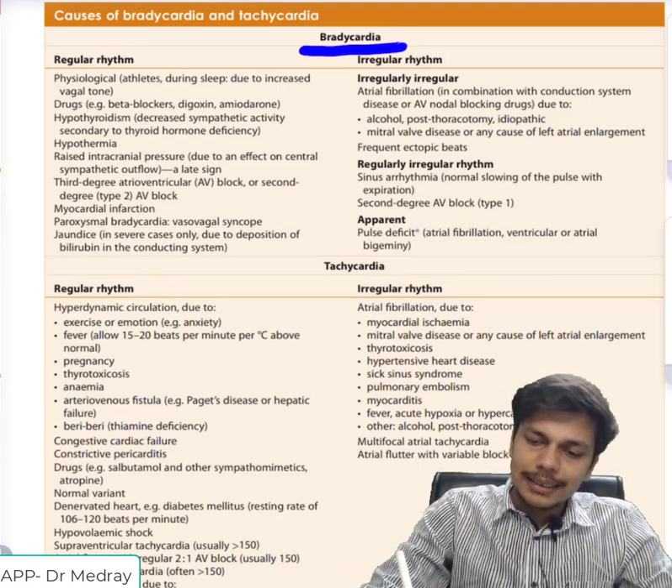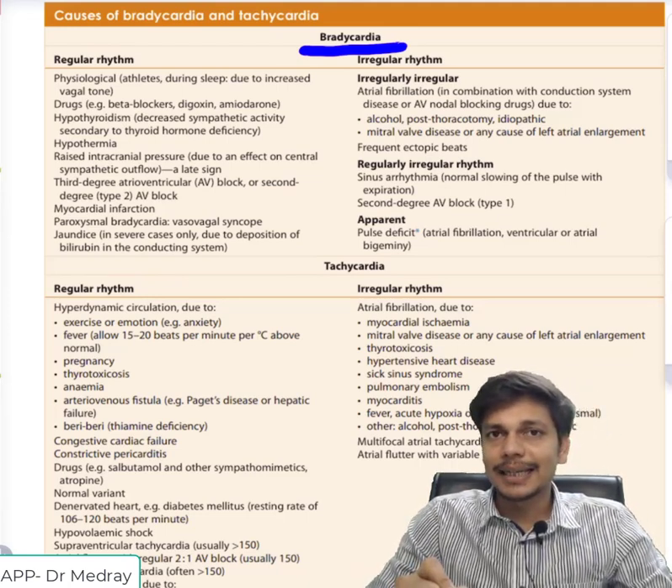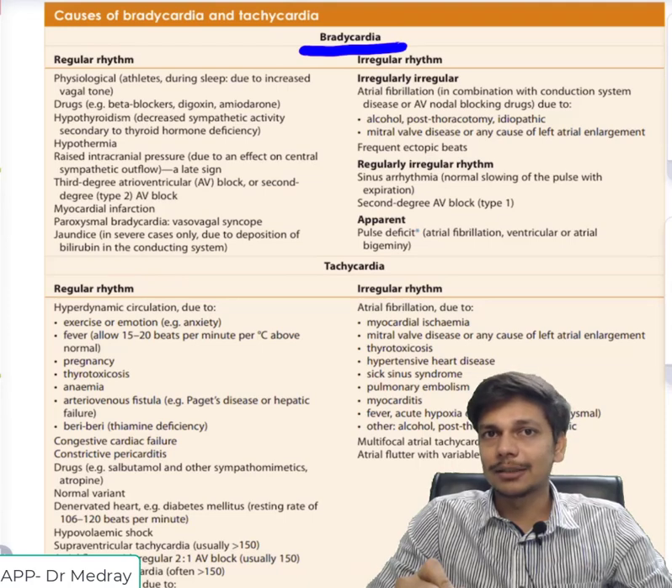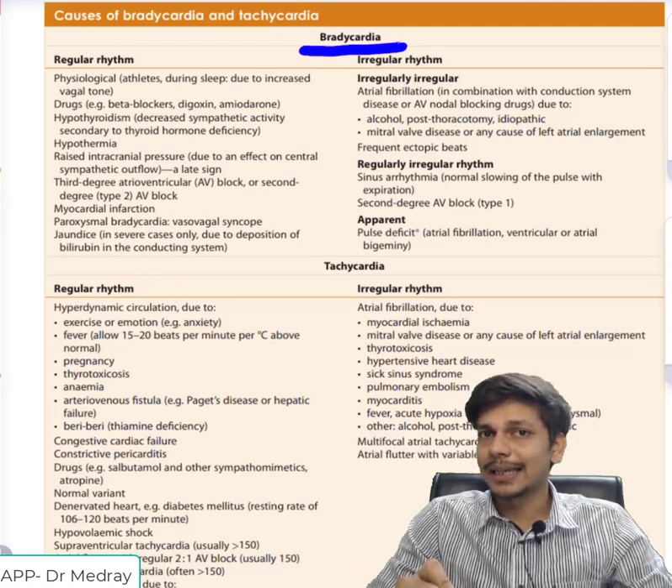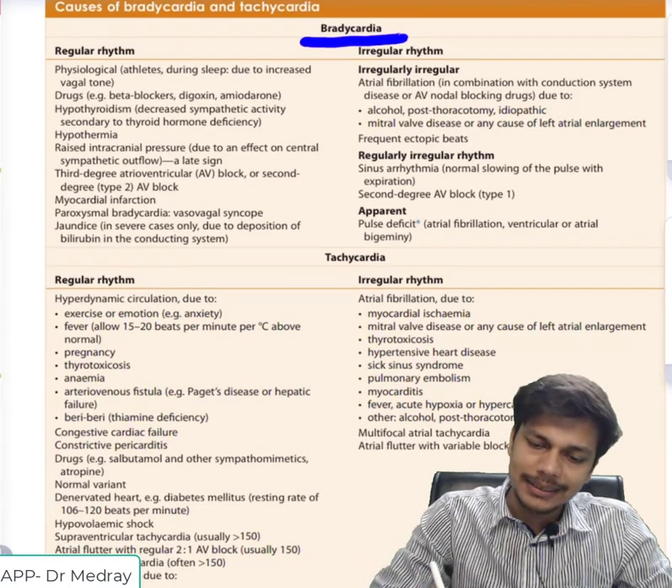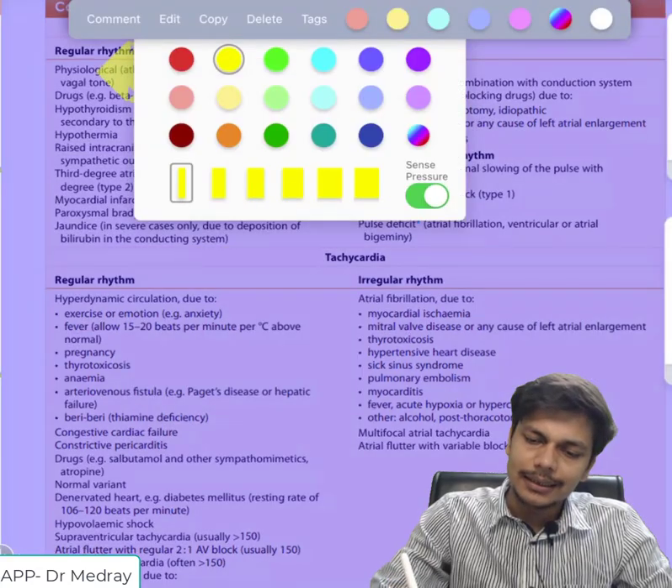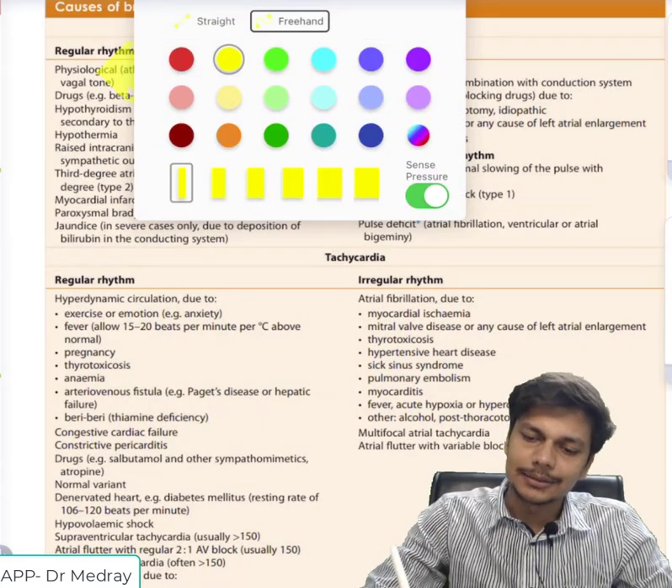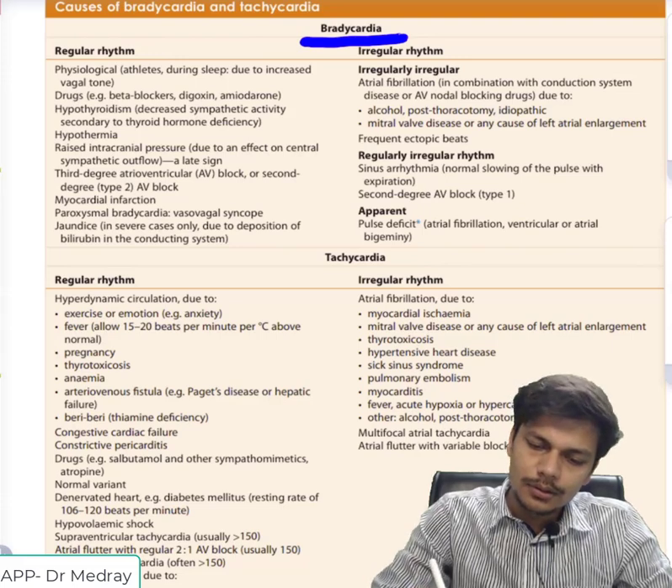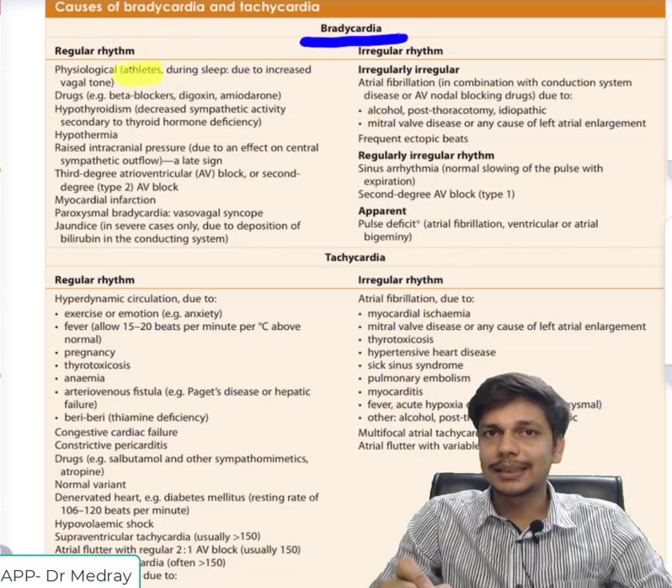So there are some physiological causes of bradycardia. Normally, an athlete, one who is well trained and does cardiac exercise regularly, can have a basal heart rate of less than 60. That is, if the patient is an athlete, the normal heart rate can be less than 60 in athletes. And during sleep, the heart rate decreases.